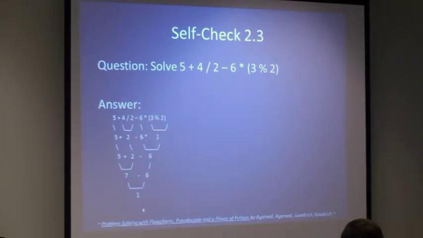So I want to see charts like this for all the expressions which have more than one operator. If there's just one operator, you don't have to worry about making a chart. It's obvious what needs to be done, but for anything like this, make a chart like this.